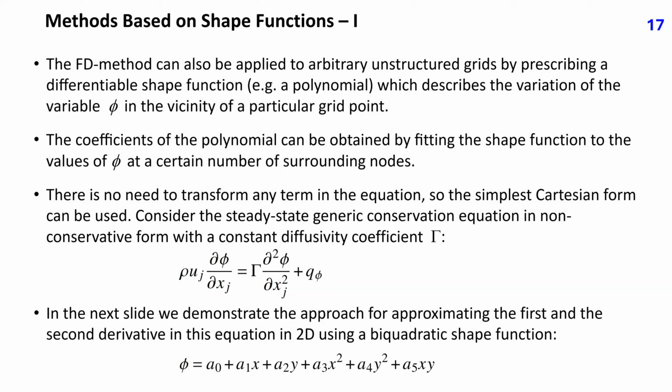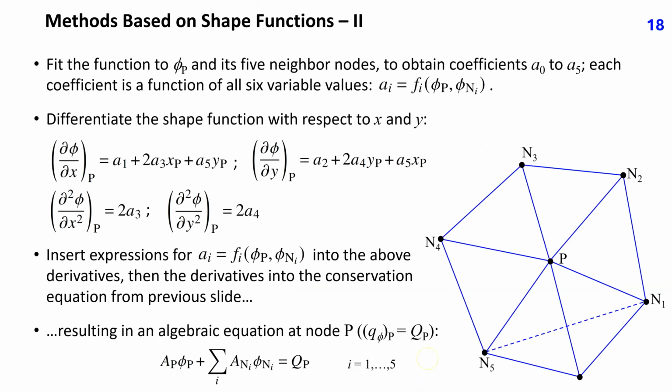In the next slide, we demonstrate the approach for approximating the first and the second derivative in this equation in 2 dimensions using a biquadratic shape function given by this expression. We now fit the function from the previous slide to phi P and its 5 neighbor nodes to obtain coefficients a0 to a5. Note that each coefficient is a function of all 6 variable values.